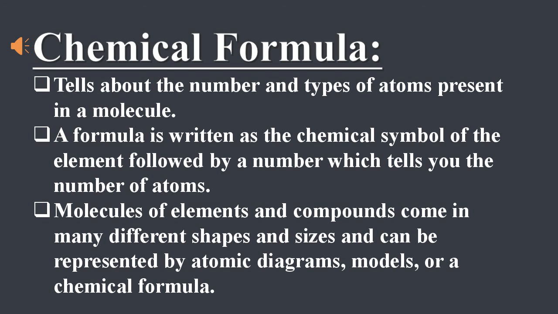Chemical formula. A chemical formula tells about the number and types of atoms present in a molecule. A formula is written as the chemical symbol of the element, followed by a number, which tells you the number of atoms in the given molecule. Molecules of elements and compounds come in many different shapes and sizes, and can be represented by atomic diagrams, models, or a chemical formula.